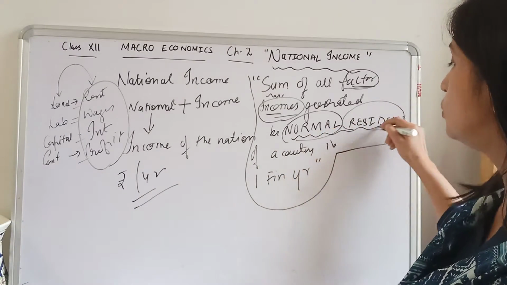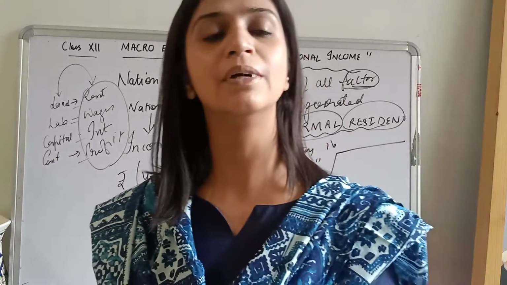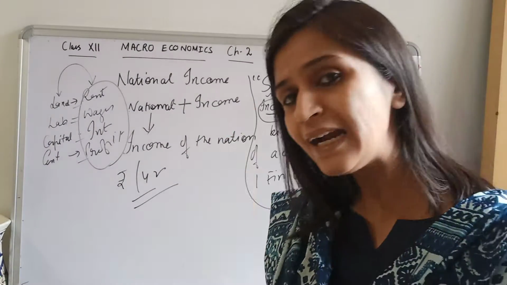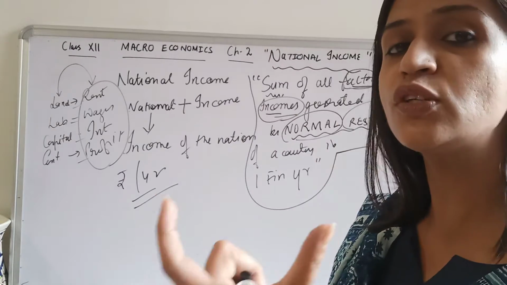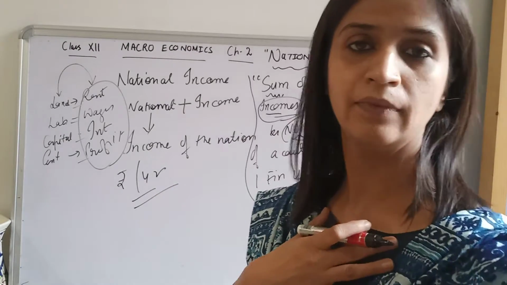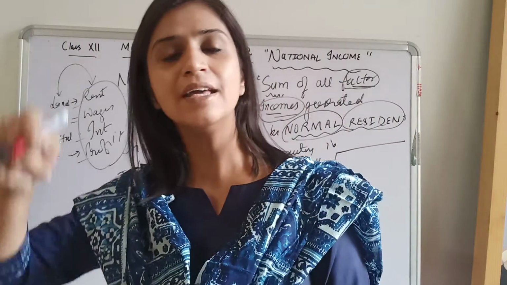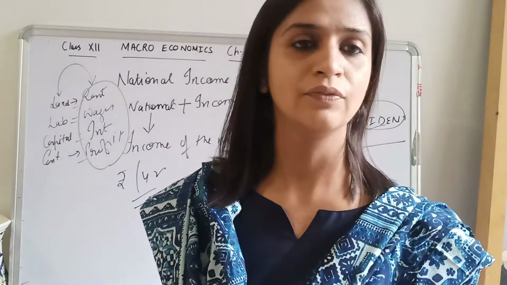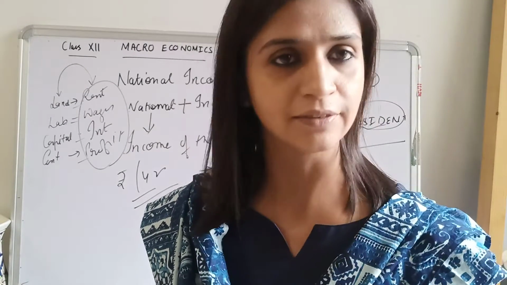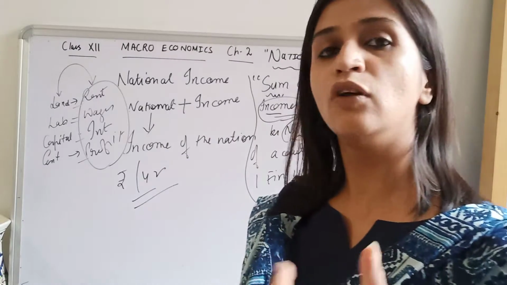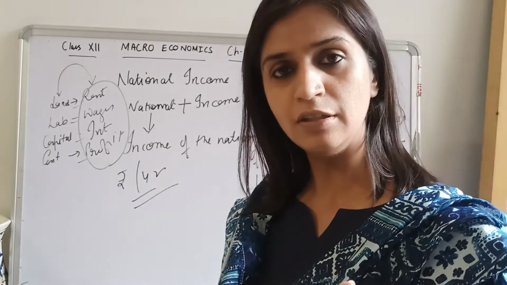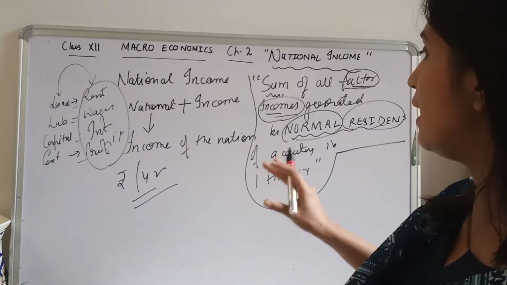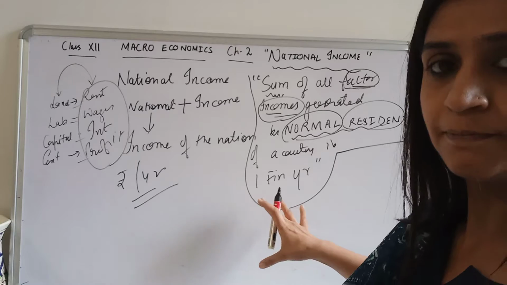Similarly, there is a term normal resident. Whom can be called a normal resident? A normal resident is a person belonging to that country where his source of income resides. If I am born in Australia but earning my income in India, I am a normal resident of India in spite of the fact that I was born anywhere in the world. So, a normal resident is the person who belongs to that country where his source of income resides. So, we have to keep in mind these conditions.